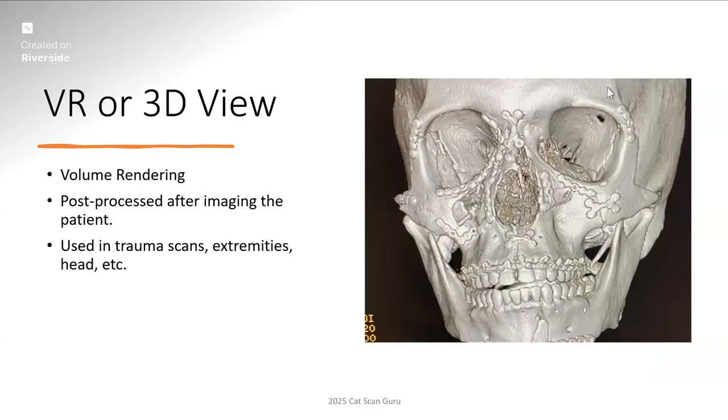Now, we also have our VR, our volume rendering, which is a 3D view. So here on the right, okay? So this is also done after we image the patient. This is a post-processing step. Usually we do a 3D. It's used in trauma cases, extremities, and heads. Anything that they're suspicious of fracture on, we go ahead and do a 3D image or a volume rendering.